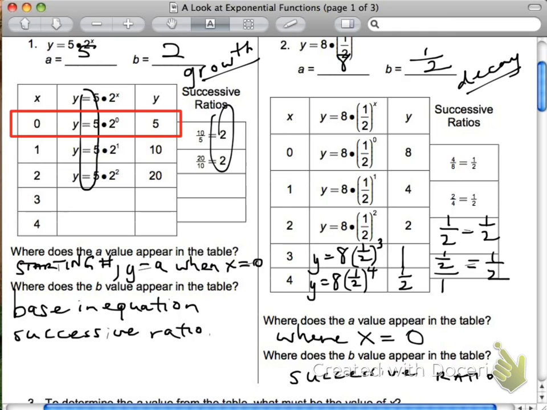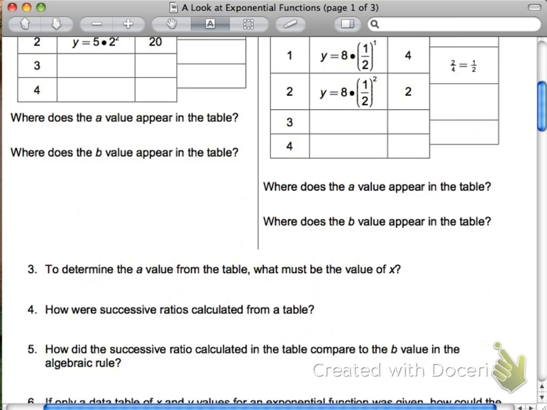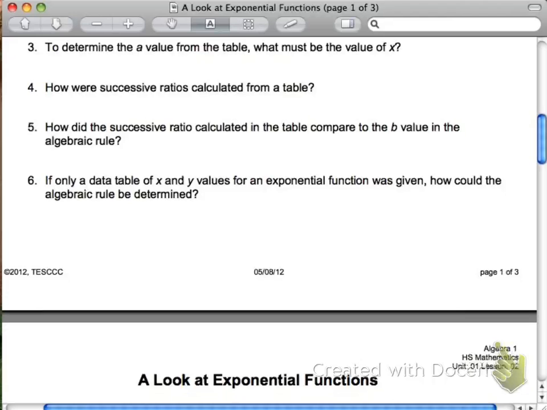So we've made some conclusions about our graphs from there. All right, let's keep going through our questions. And some of these questions you just answered already. To determine the A value from the table, what must be the value of x? 0. Okay? So for somebody else, if I wanted to determine the A value from the table, what must be the value of x? 0. We already said that several times, right? So x must equal 0. If x equals 0, then y equals a.